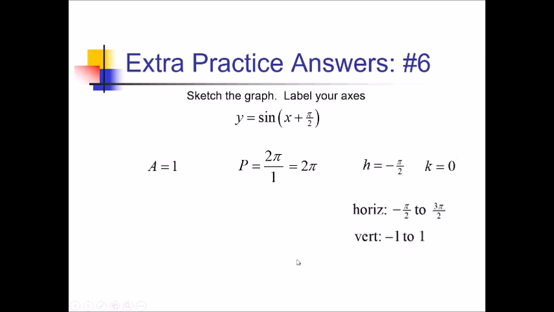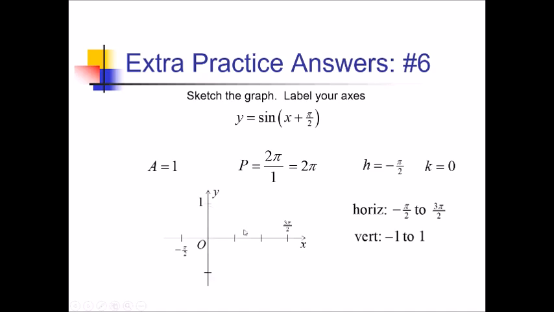All right, so I need a graph that goes from negative pi over 2 to 3 pi over 2 horizontally and negative 1 to positive 1 vertically. Let me come up with some grid lines for that. So let's say we make this over here negative pi over 2, and if these are going by pi over 2s, then we can have 3 pi over 2 right there. And now vertically, I can just make this down here negative 1 and this up here positive 1, and that's pretty straightforward.